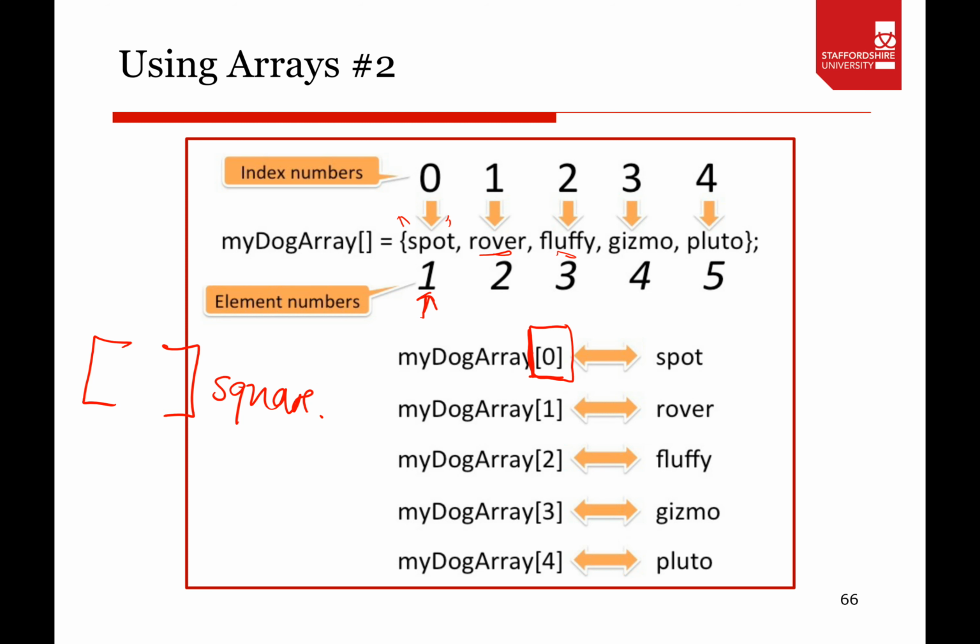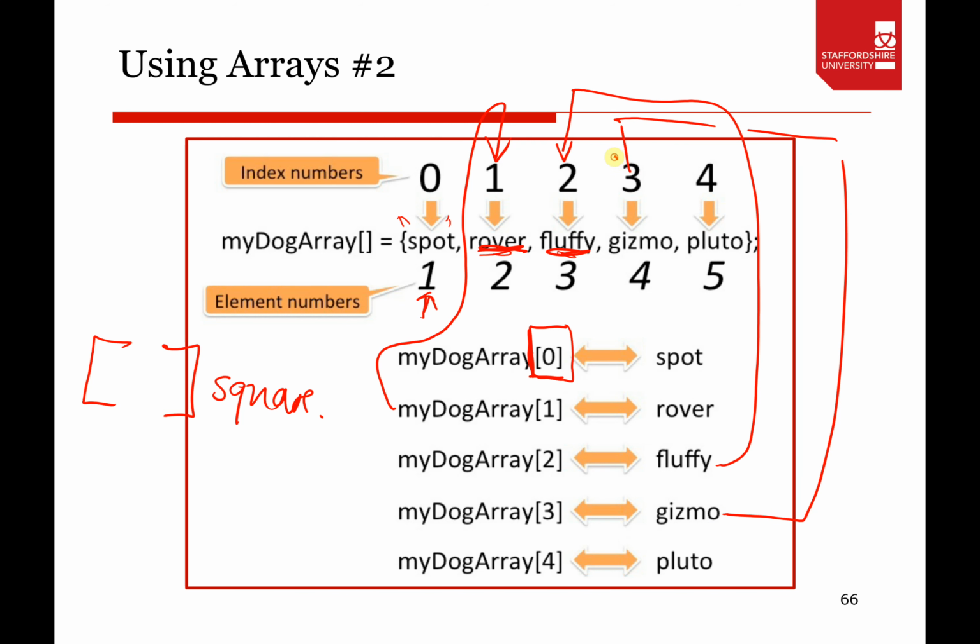So my dog array 0 equals Spot. Spot is a string of characters. My dog array 1 is Rover. My dog array 2 is Fluffy. My dog array 3 is Gizmo. And my dog array 4 is Pluto.